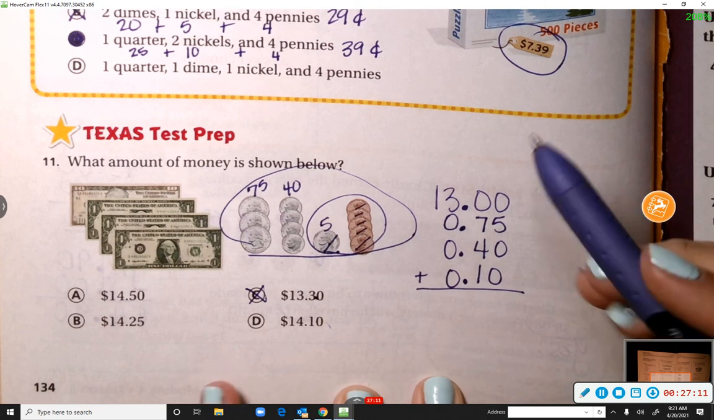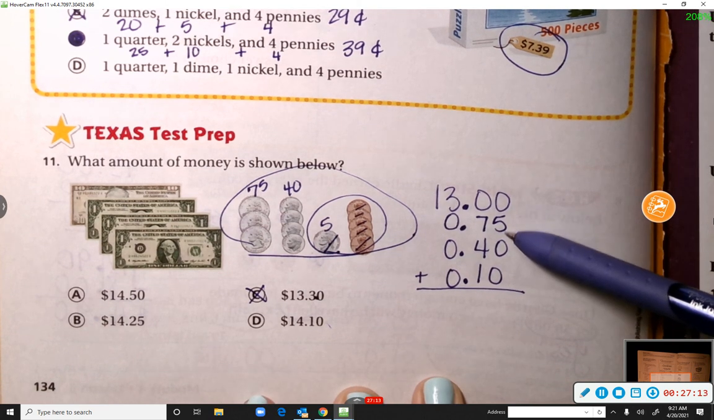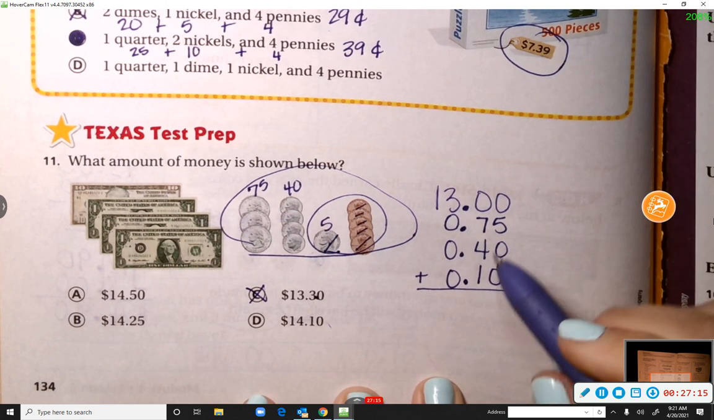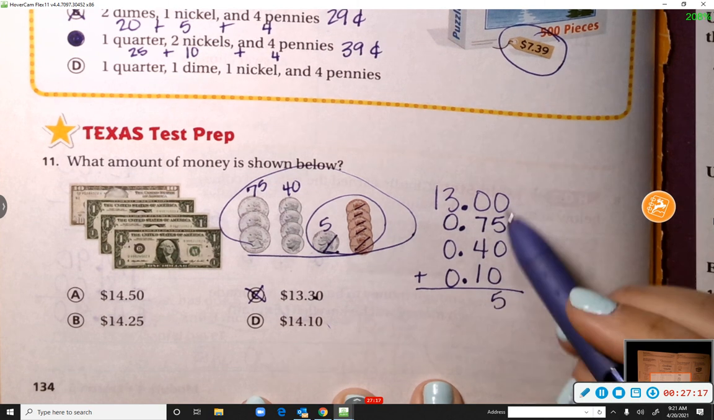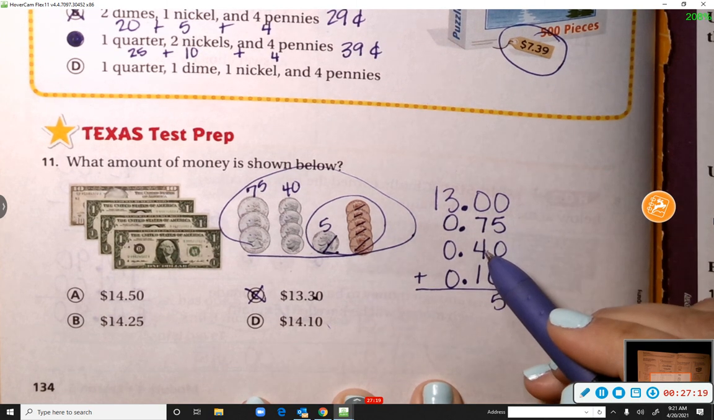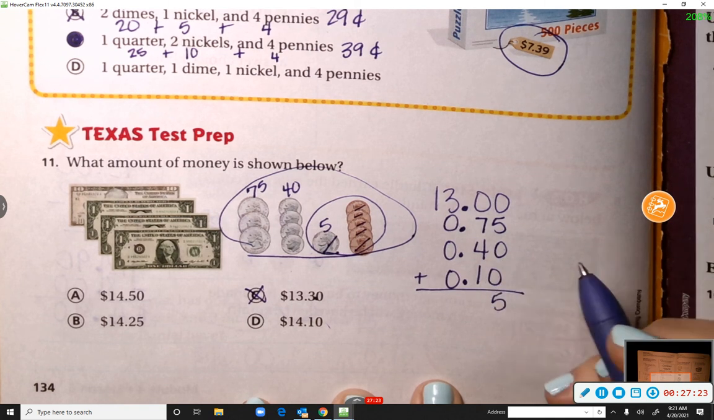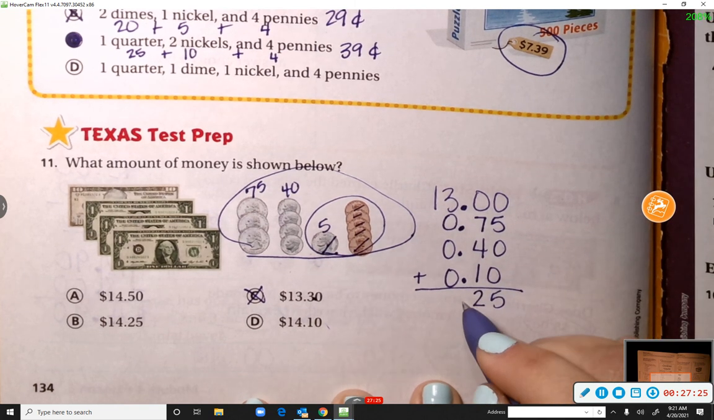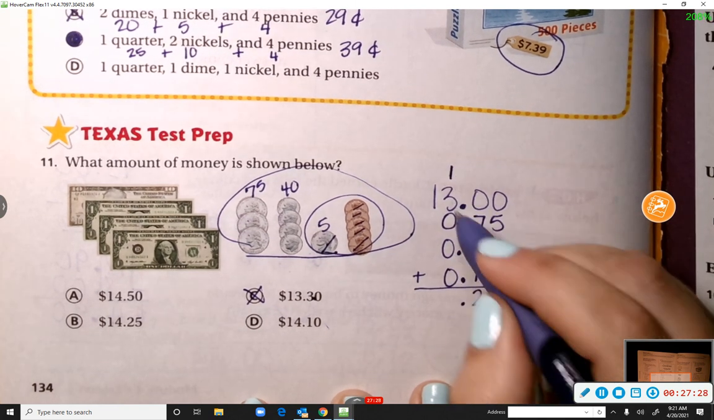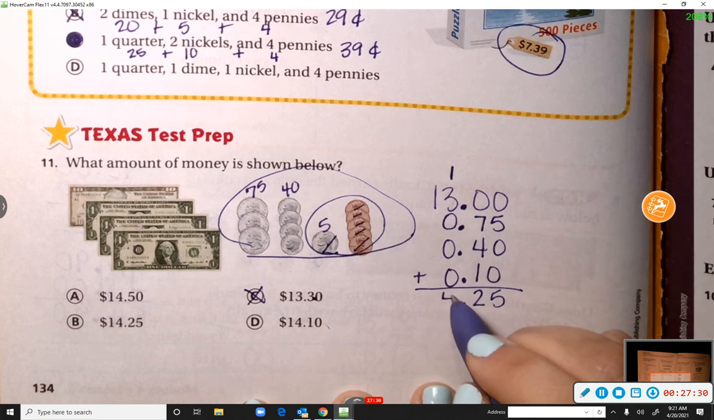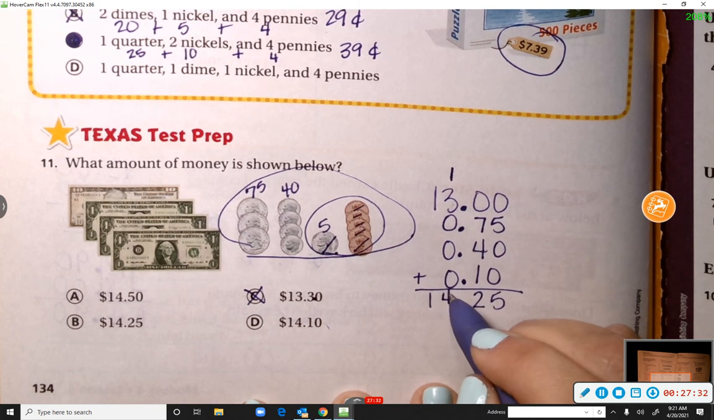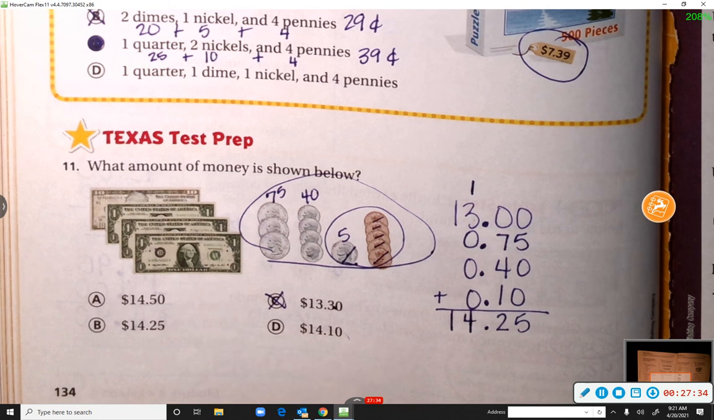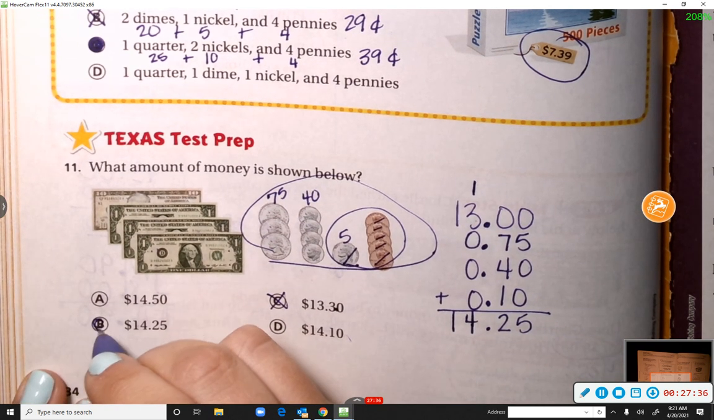Okay. So now I add them. 0 plus 5, 0 plus 0. 5. 7 plus 4, 11 plus 1, 12. Carry the 1. 1 plus 3, 4. 1 plus nothing. Okay? So B was the correct answer.